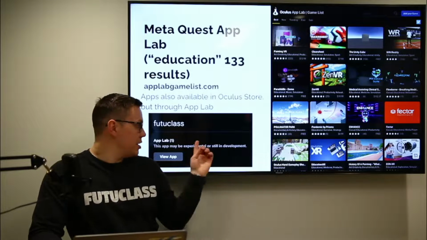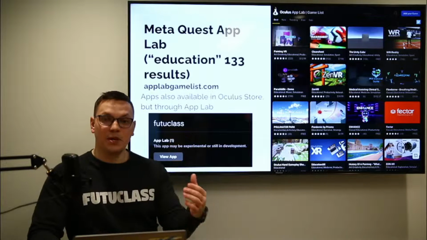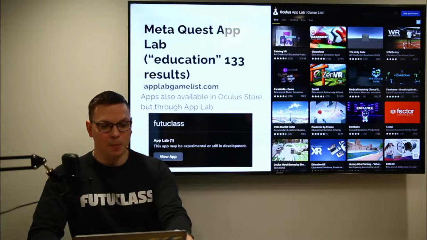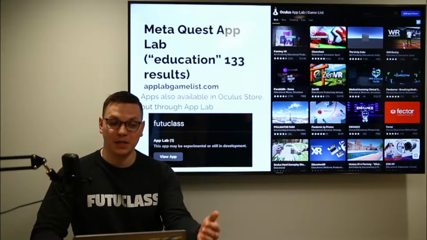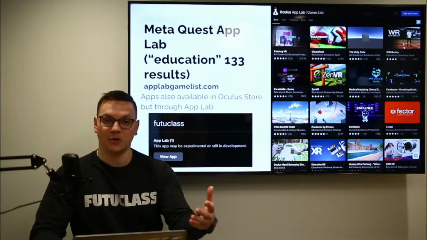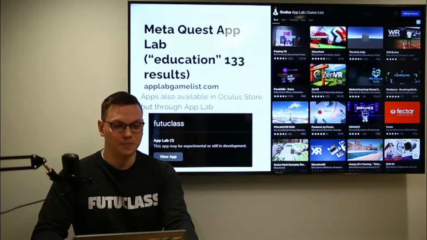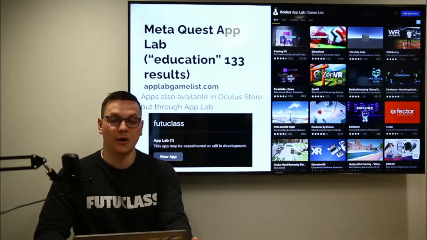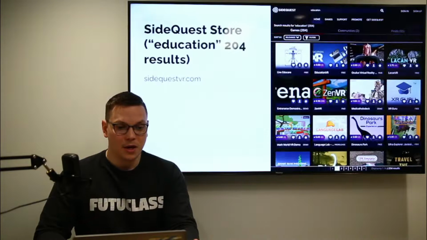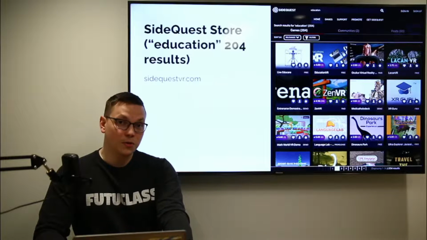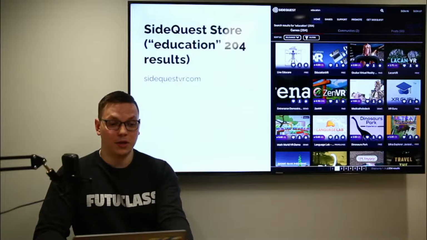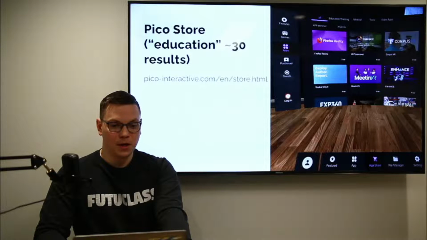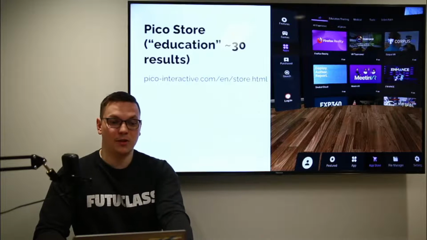As you can see here, when you type in Photoclass in the Oculus Store, there's a pop-up that this app may be experimental or still in development, and you have to click View App, and then you can access Photoclass. Typing in education in App Lab gives 133 results. In the SideQuest Store, which is also for Oculus Quest devices, there are 204 results when I typed in education. And for Pico devices, there are around 30 results.